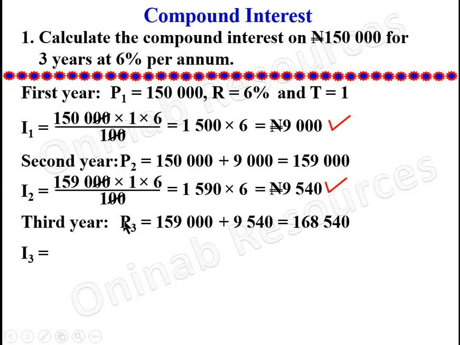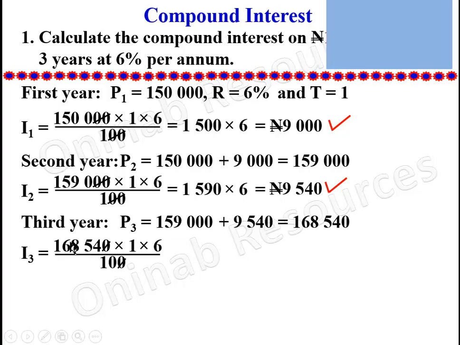Then we calculate the interest in the third year. The interest in the third year is this principal multiplied by time, which is 1, multiplied by rate, which is still 6%. So we have it as 168,540 multiplied by 1 multiplied by 6, then divide by 100. So 1 zero cancels this zero here. So what I do is to multiply the numerators, then I place it as 1 decimal place.